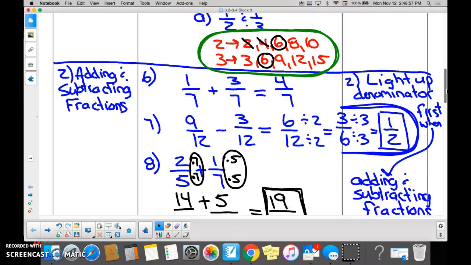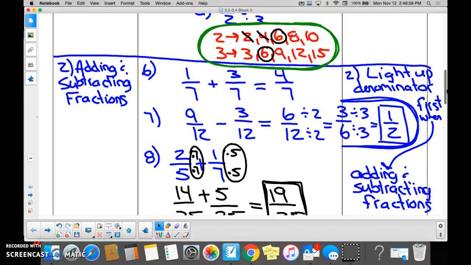All right, so number 6, we have 1/7 plus 3/7. Light up the denominators. What do we notice about the denominators? They're the same. So if they're the same, we simply add the numerators, right? Yes. And we are done once you add the numerators. Never, ever, ever, when adding and subtracting fractions, add or subtract the denominators.